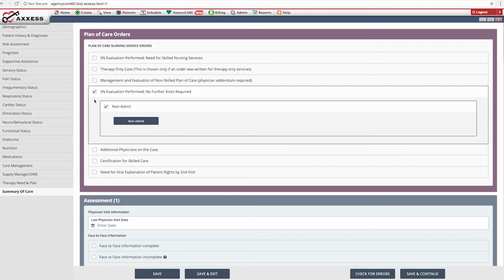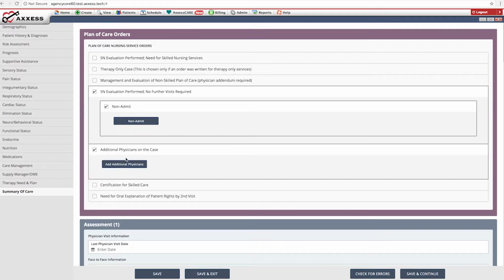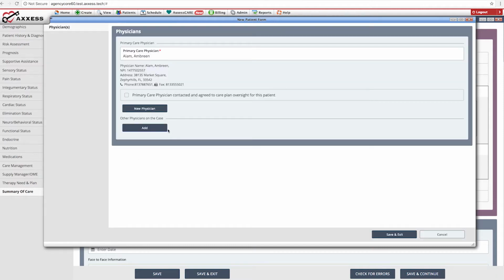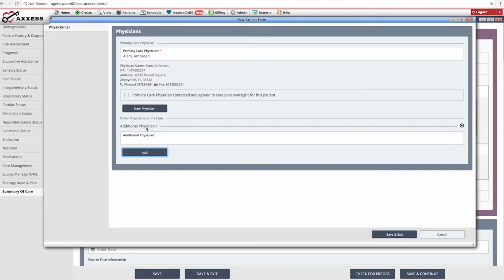So the next one is the additional physicians on the case. So this is where when you go to see the physician and they're telling you, this is who their cardiologist is, you're going to add that information here. If this box was not checked upon the referral that the physician was contacted and agreed to care plan oversight for this patient, it should be checked before the nurse actually gets the admission.